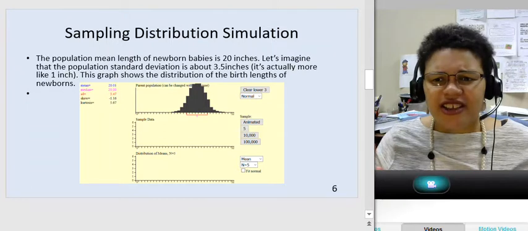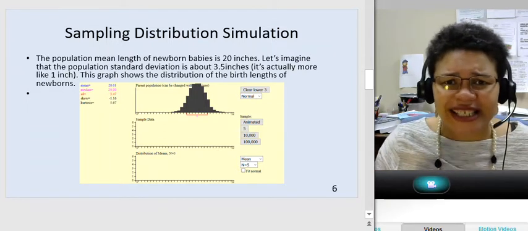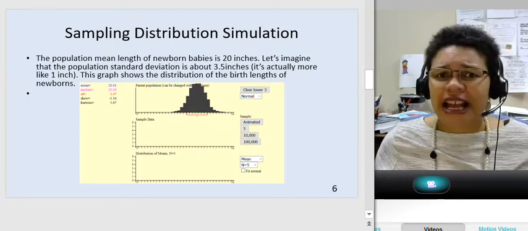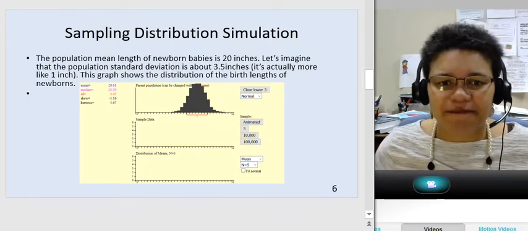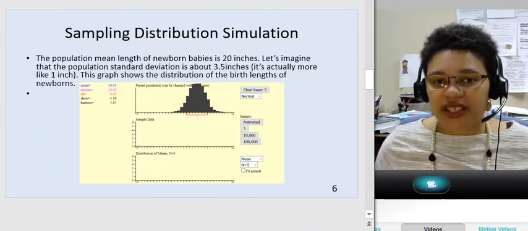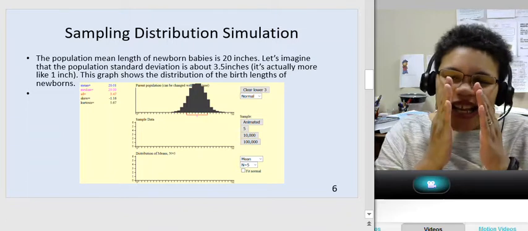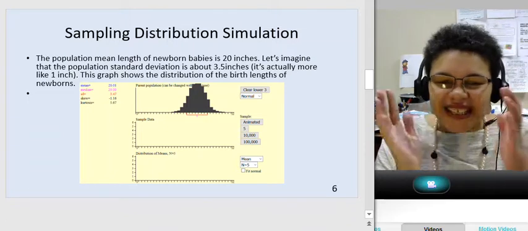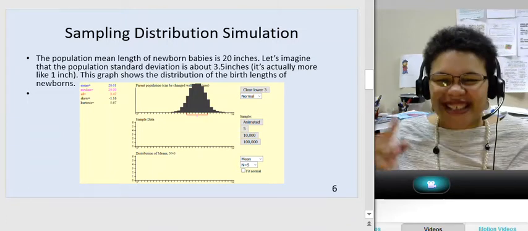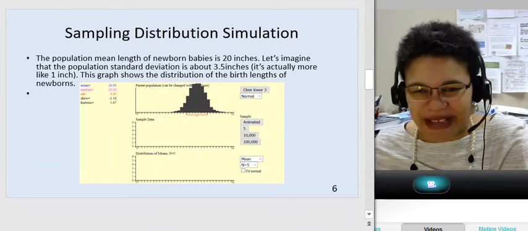So normally, you get the announcement and the baby was either 19 inches or 20 inches or 21 inches, probably not much beyond that. The graph shows the distribution of the birth lengths of newborns if the standard deviation was 3.5. It's not. With one, it made too skinny a distribution. I was like, that's going to be hard to talk about. Let me spread this out a little bit.